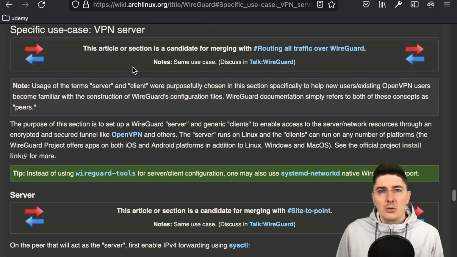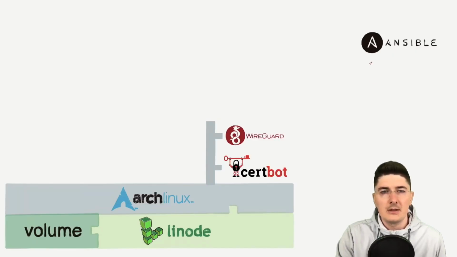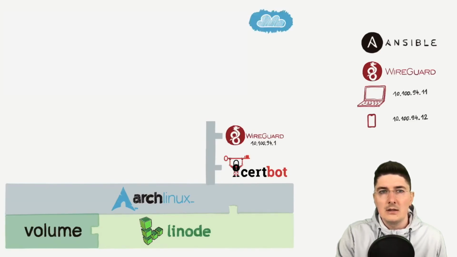Let's take a quick look at what we will set up. The WireGuard server will be on my VPS, and clients in my case will be my laptop and my phone. That means that all peers, as WireGuard calls them, will get an IP from the same private subnet. VPS will be 10.100.94.1, my laptop will be .11, and my phone will be .12. And that will allow us to access anything inside this private network through this WireGuard tunnel.